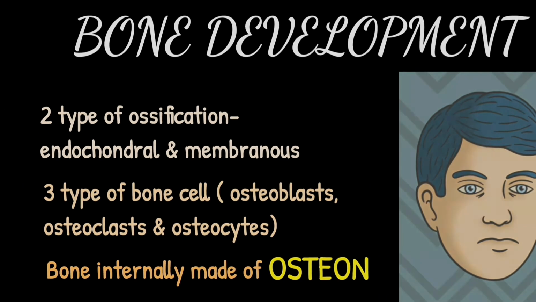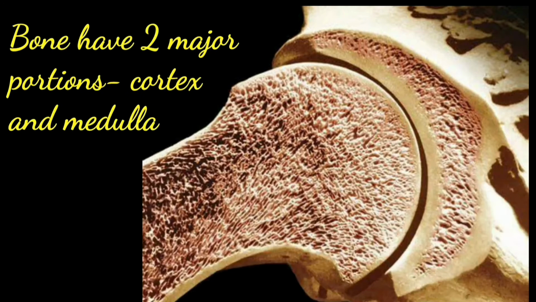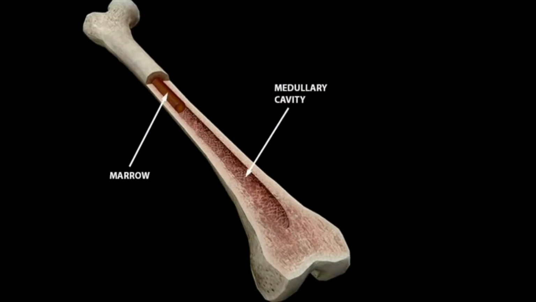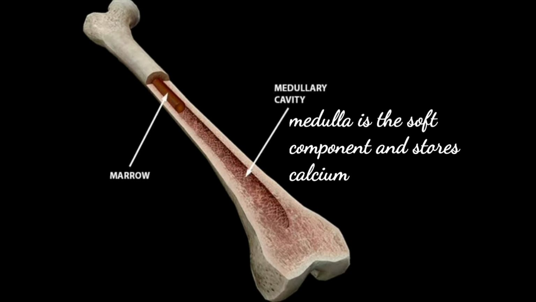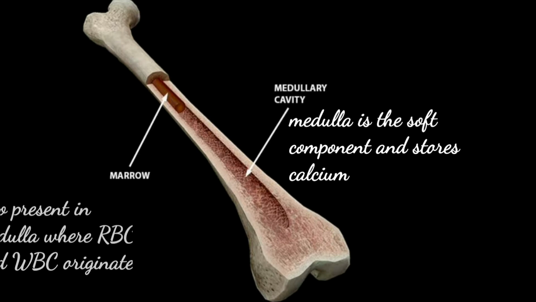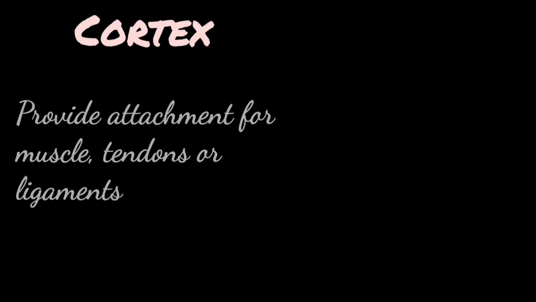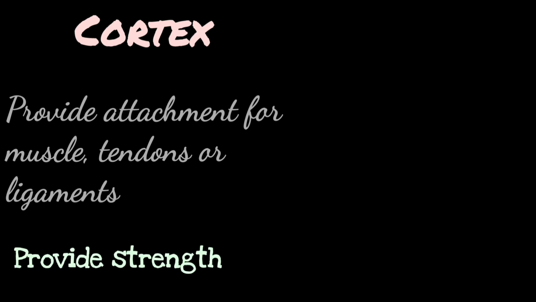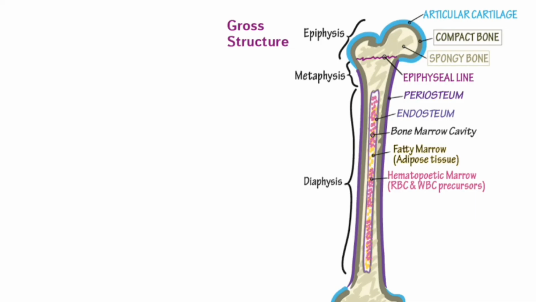So the next thing is the portions of the bone. Basically the bone is made up of cortex and medulla. I'll tell you what cortex and medulla are. The medulla is basically the soft structure of the bone, which is majorly calcium. And in the medulla there is also marrow, which is the origin of white blood cells and red blood cells. If we talk about the cortex, the cortex is the hard structure of the bone, which basically provides strength to the bone and also attachment for the various muscles, tendons and ligaments. So cortex is the hard structure and the medulla is the soft one.